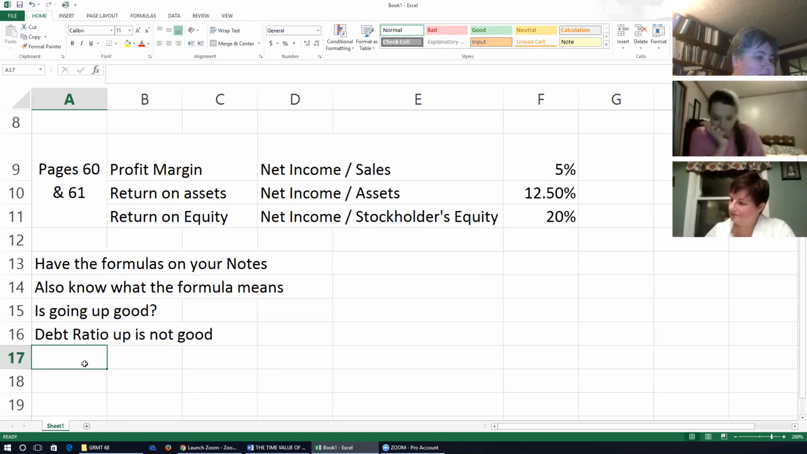Just thumbing through the chapter to see if there's really anything else in there. The ratios are by far the important part of the chapter. So I would not worry about some of these things at the very end of it.